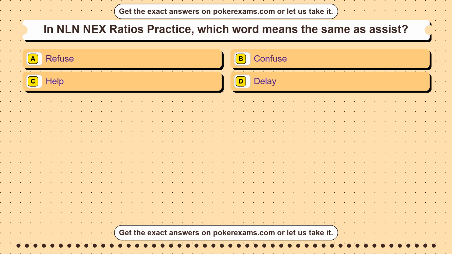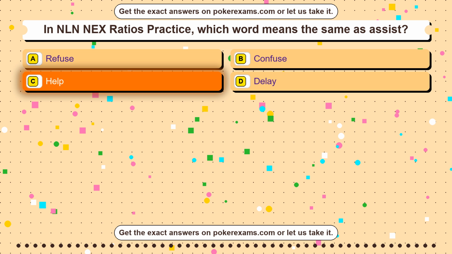Question 43. In GED Prep 2026, which graph is best for showing change over time? Option A map. Option B Venn diagram. Option C line graph. Option D pie chart. The correct answer is option C.